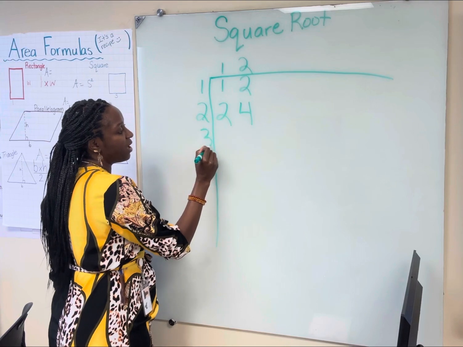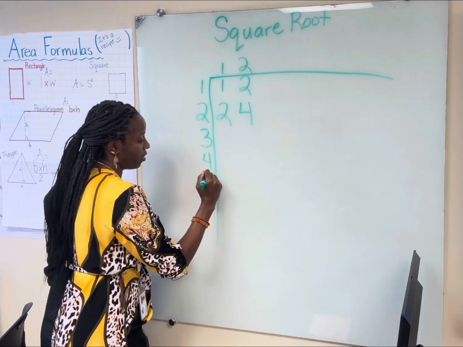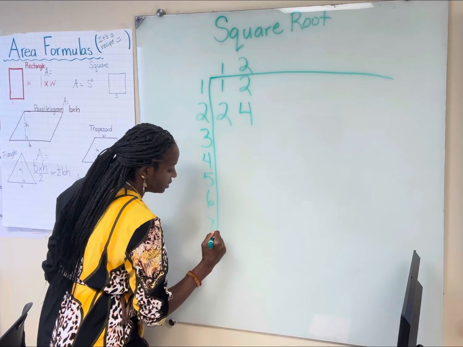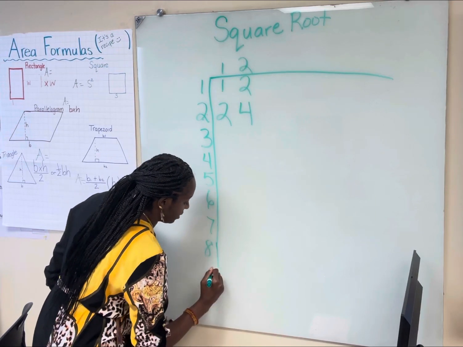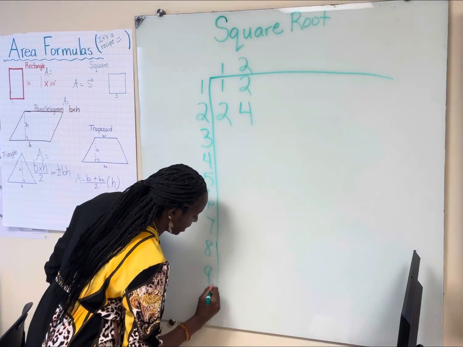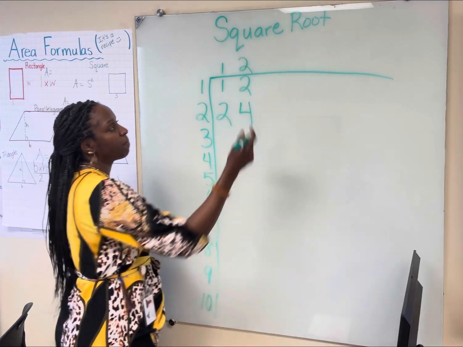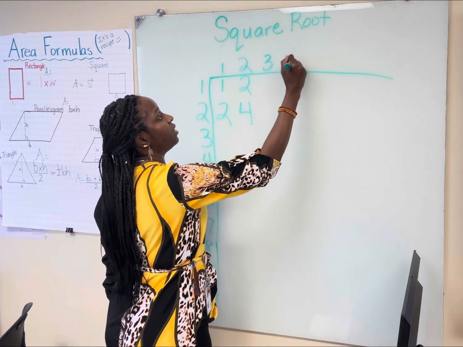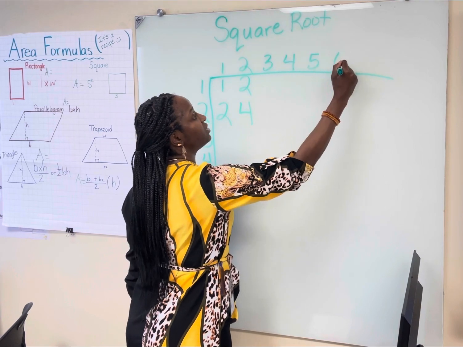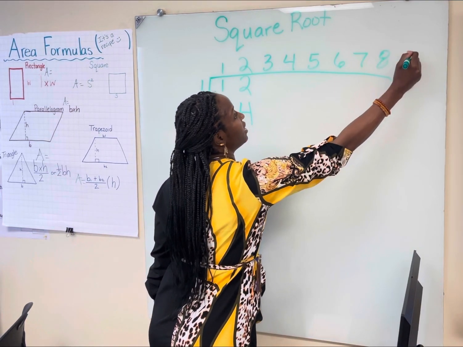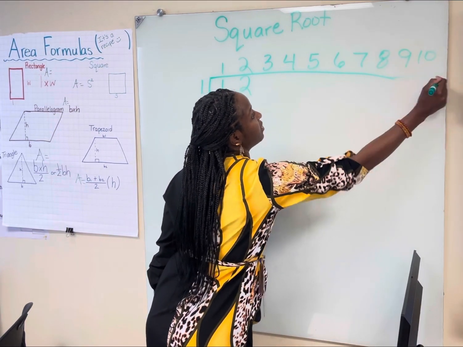So we can go down the line, 3, 4, 5, 6, 7, 8, 9, and we usually stop at 10. The basic times tables is going to give you 10 by 10. So we can go the same, 3, 4, 5, 6, 7, 8, 9, and 10.